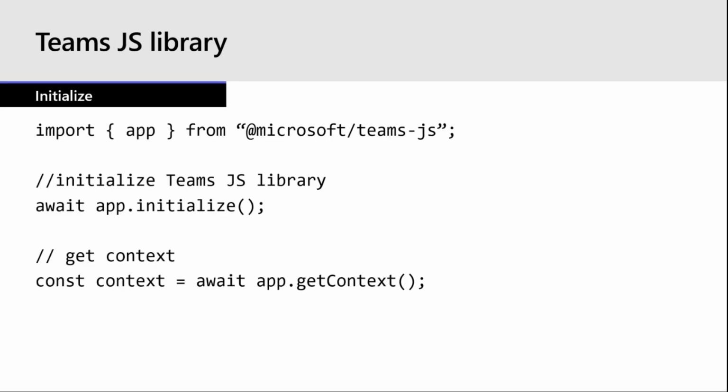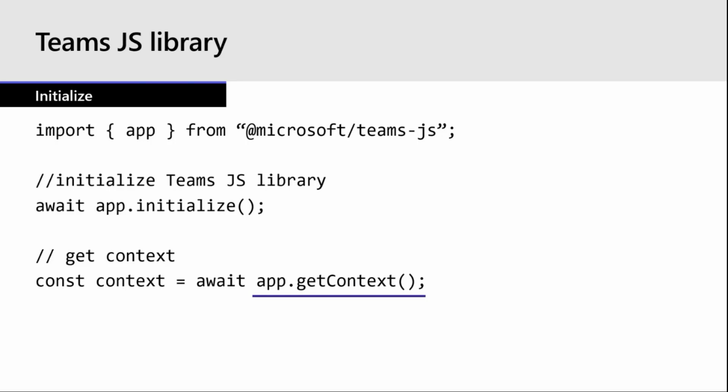And the reason for that is because you have to initialize the library if you want to use it. So first of all, if you want to use the library, you need to import the app namespace and then initialize the library by calling the initialize function. This is a JavaScript promise, so you can use async await with this. Now, after the library is initialized, then you can actually start to use some of the functions on these capabilities. You know that they're actually going to work.